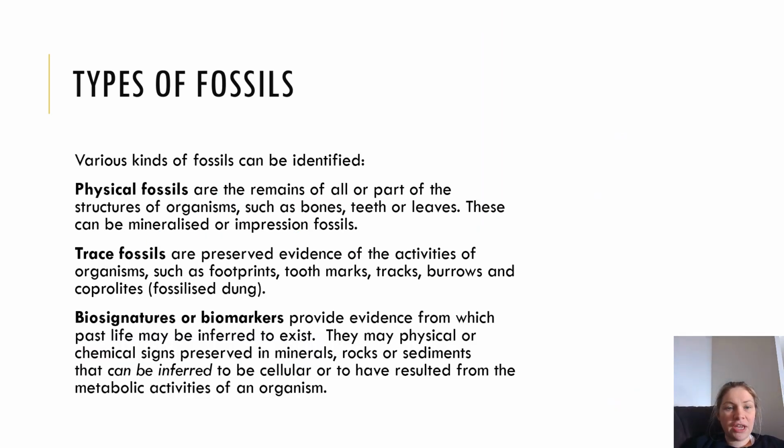As we touched on earlier, there's a few different types of fossils. We can have physical fossils, which are physical remains of a skeleton, like bones, teeth, or leaves of a plant. Trace fossils. So trace fossils are preserved evidence such as footprints or tooth marks or tracks. So we don't necessarily have an actual skeletal structure, but we've got evidence of that organism being present on Earth a long time ago based on their footprint or tooth marks or tracks that they left or burrows.